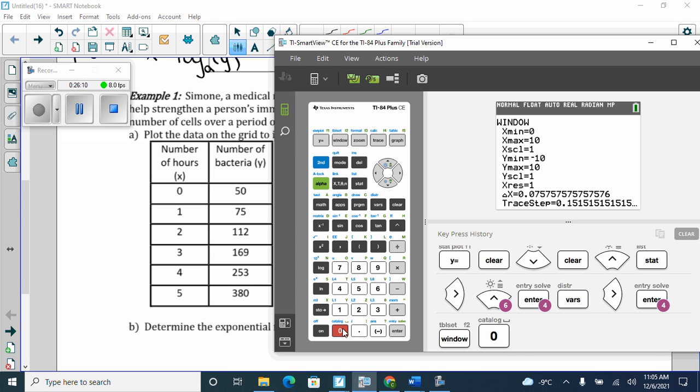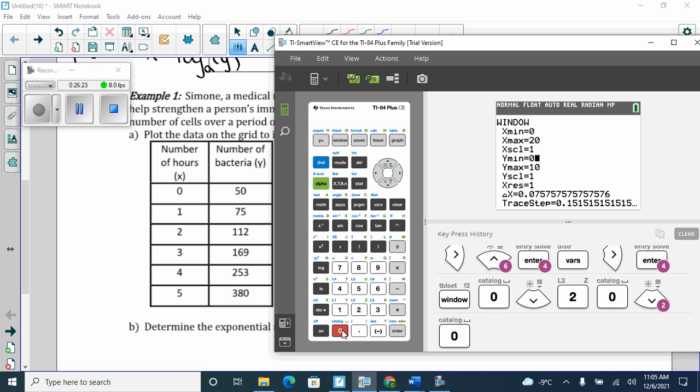So I'm going to go 0 for my x min. This one maxes out at 5, so 10 seems realistic, but I could do 20 if I wanted to. Make it a little bit bigger. Y minimum is the number of bacteria, so the minimum number of bacteria is 0. It's at 380, so I'm going to do 1,000.